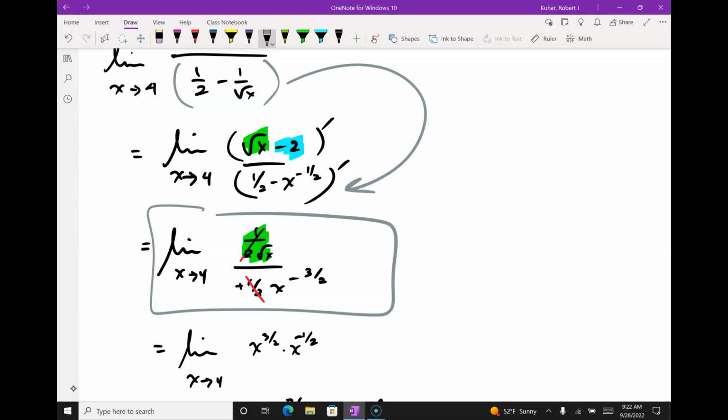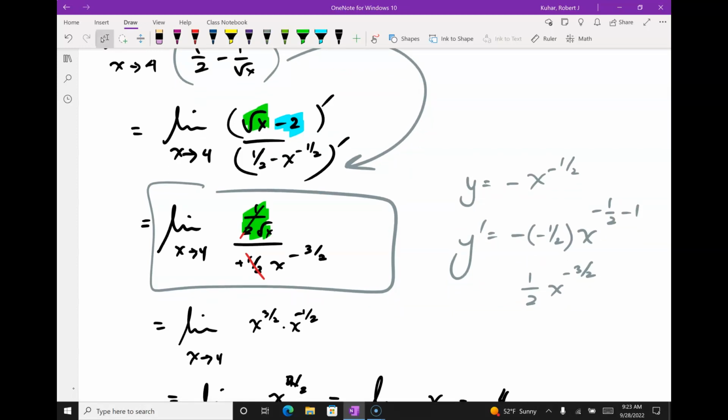Minus 3/2? Yeah. I've got minus x to the minus 1/2, right? So y prime is bring down the exponent and reduce the exponent by 1. So I get positive 1/2 x to the minus 3/2. That's right. Yep. So now, I could just plug in the 4 now, right?